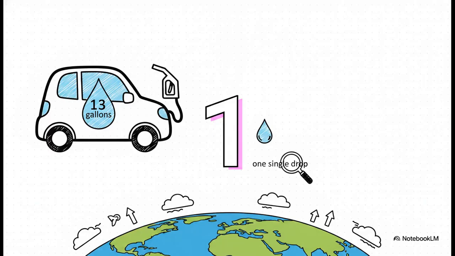To understand that first factor, concentration, scientists use measurements like parts per million. But what does that actually look like in the real world? Our source provides this fantastic analogy. 1 part per million is exactly like taking one single drop of water and diluting it into 13 gallons of liquid, which is roughly the size of a compact car's fuel tank. It sounds absolutely microscopic, right? But on a planetary scale, every single drop matters immensely.